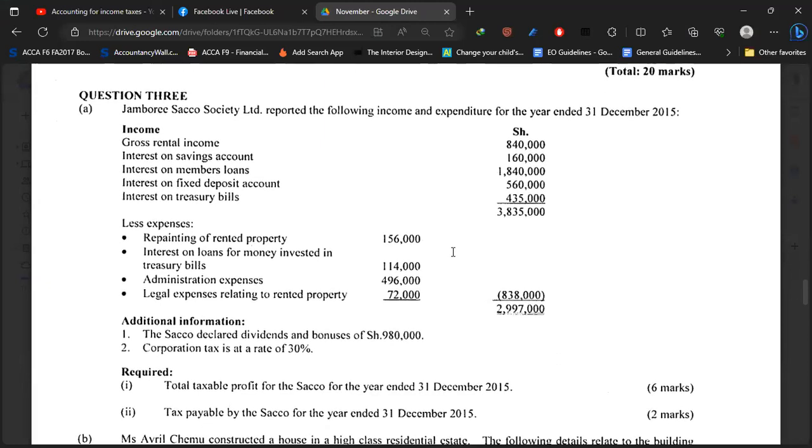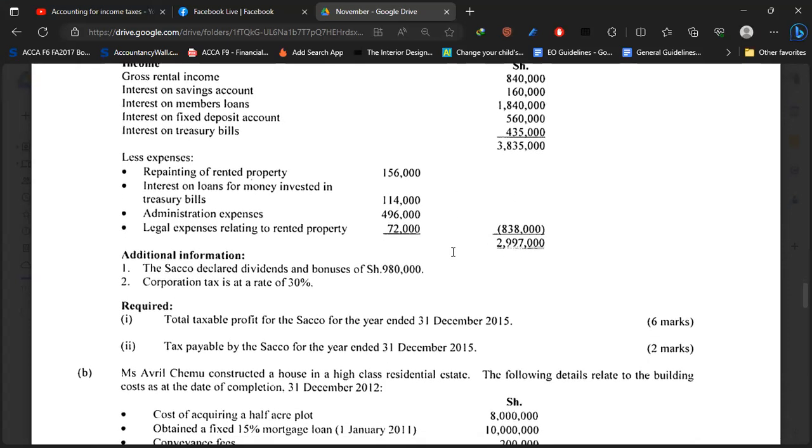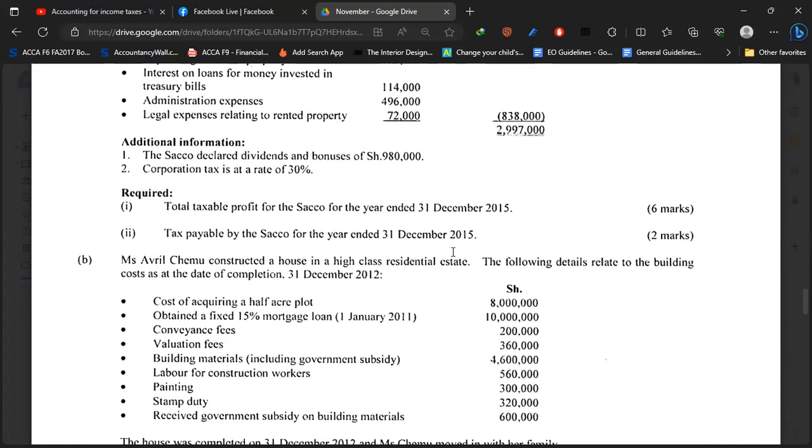There is this question of Jabore SACCO Society Limited, which reported the following income and expenditure for the year ended 31st December 2015. For incomes, we have been given gross rental income, interest on savings account, interest on members' loans, interest on fixed deposit account, and interest on treasury bills. Then we list our expenses: repainting of rented property, interest on loan for money invested in treasury bills, administration expenses, and legal expense relating to the rented property. Additional information: the SACCO declared dividends and bonuses of 980,000 shillings. The corporation tax rate provided is 30%. Required: the total taxable profit for the SACCO for the year ended 31st December 2015, and the tax payable by the SACCO for the year ended 31st December 2015.